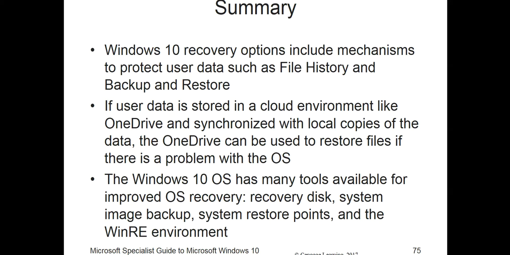In Win10, recovery options include mechanisms to protect user data such as file history and backup and restore. If user data is stored in a cloud environment like OneDrive and synchronized to local copies of the data, the OneDrive can be used to restore files if there's a problem on the OS. The Win10 OS has many tools available for improved OS recovery. The recovery disk, system image backup, system restore points, and the WinRE environment.